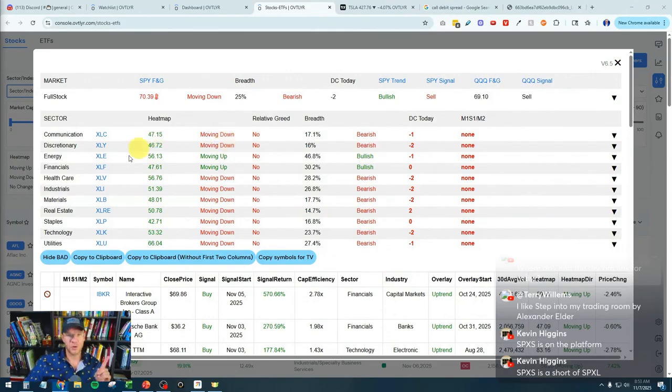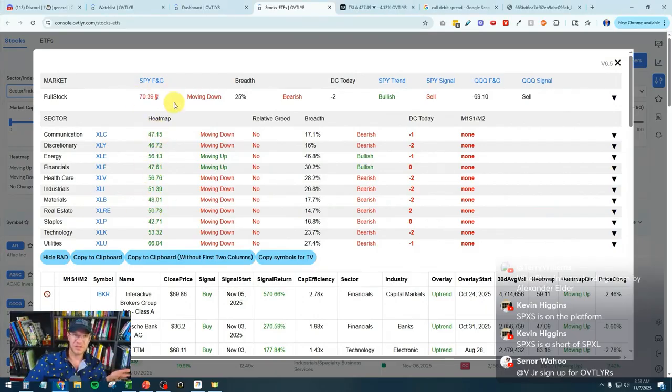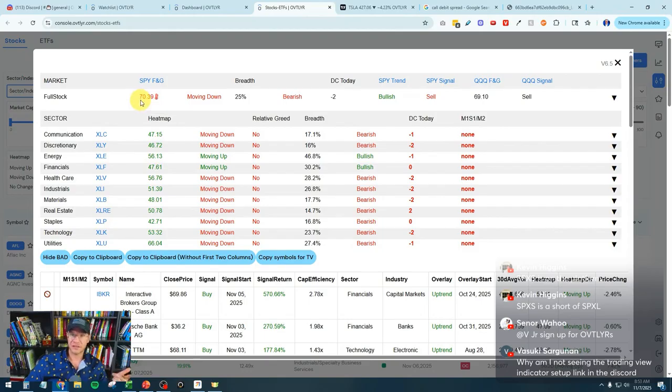And so to Roar's question, you want to be in the sector that has greater greed than the market. Now, this is one of the reasons that we haven't been in Plan M. It's because the market has been on fire, yet no particular sector has been greater than the market. All of these are 40s and 50s, whereas the SPY fear and greed is at 70. What we're looking for is SPY fear and greed to be under 70 and rising, and then finding a sector that has greater greed that's also rising at the same time. So I think that answers your question.